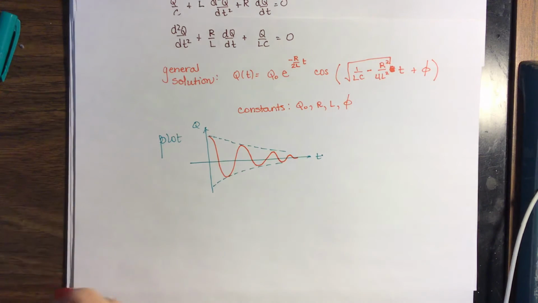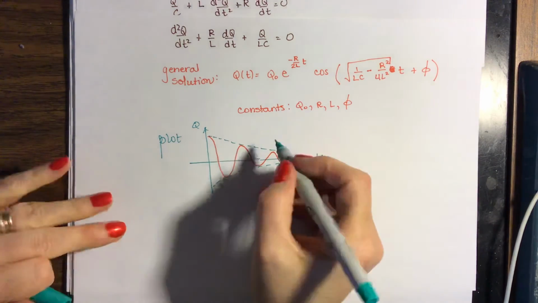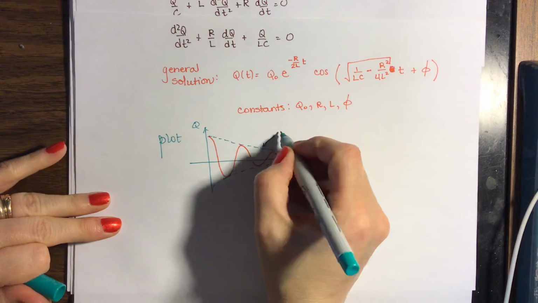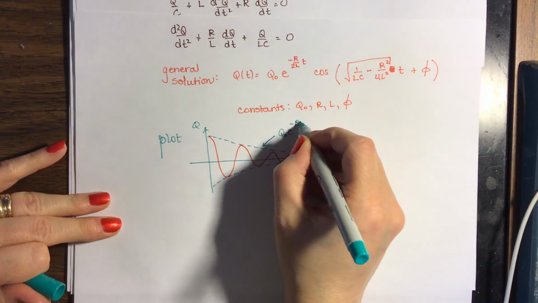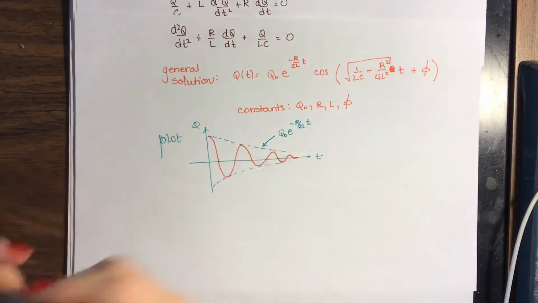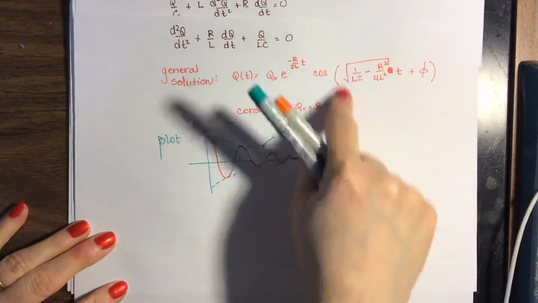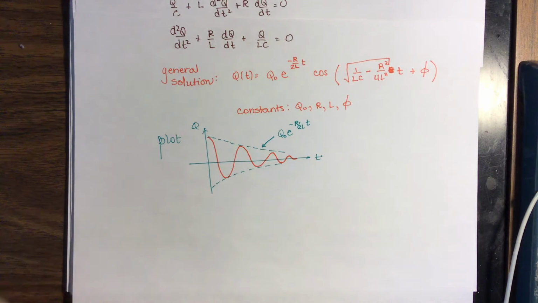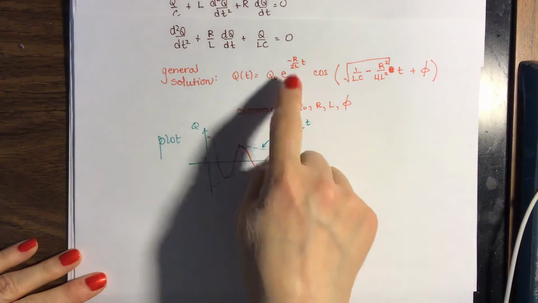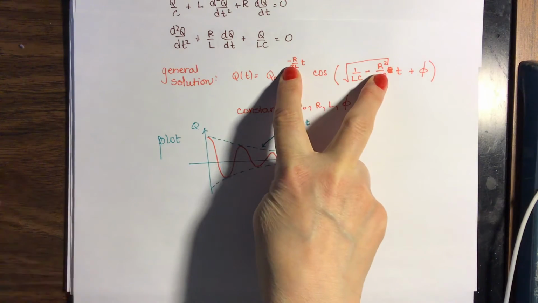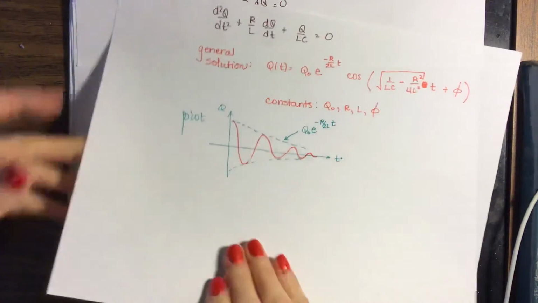So your charge as a function of time looks a little bit like this. This outer envelope is the amplitude of the oscillation, Q naught e to the minus R over 2L times t. Okay, so this is the die-off part, this is the oscillation part. Something we might ask here is what happens in a circuit where R goes to 0? That's a fair enough question to ask.